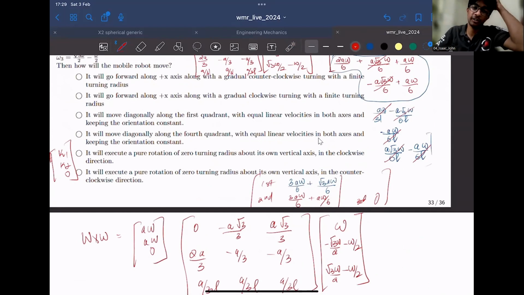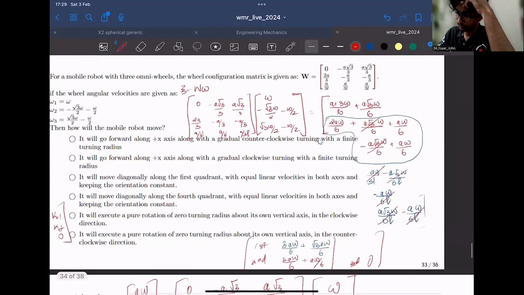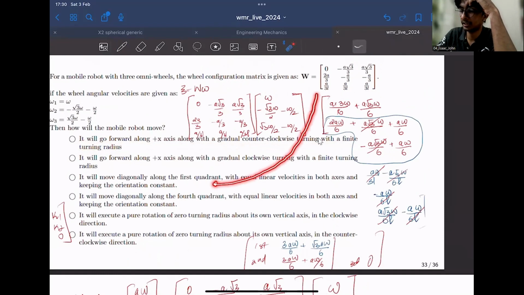If you multiply W times omega, you will get a omega 0. So if that is how your theta matrix would look like, how will the robot move? That was the question. So the first option says it will go forward along x-axis with gradual counterclockwise turning with finite turning radius. Is that correct? Because if you consider this to be the origin, what it describes is it'll go along x-axis, but it will gradually go in the counterclockwise direction like this. This is how the trajectory will look like.